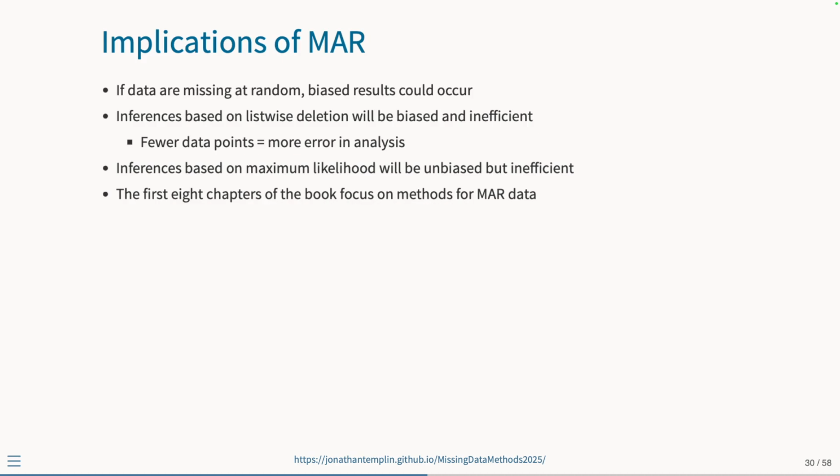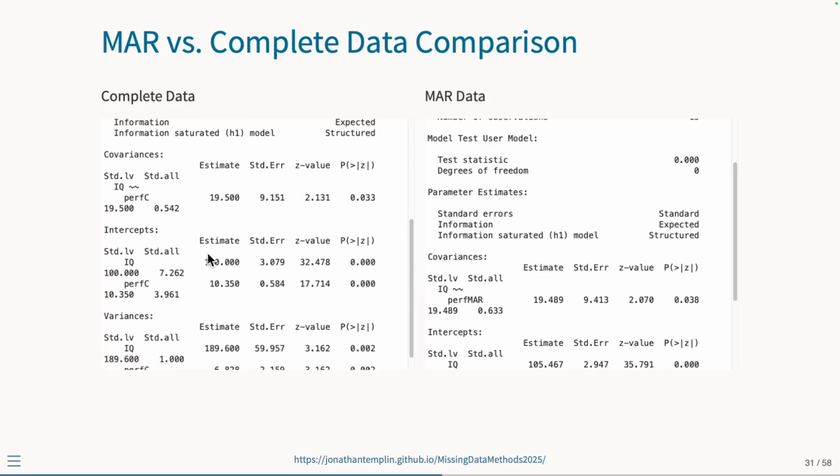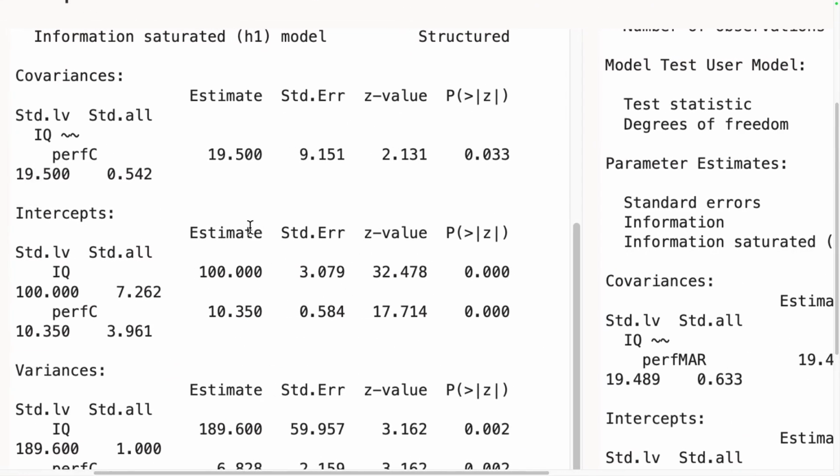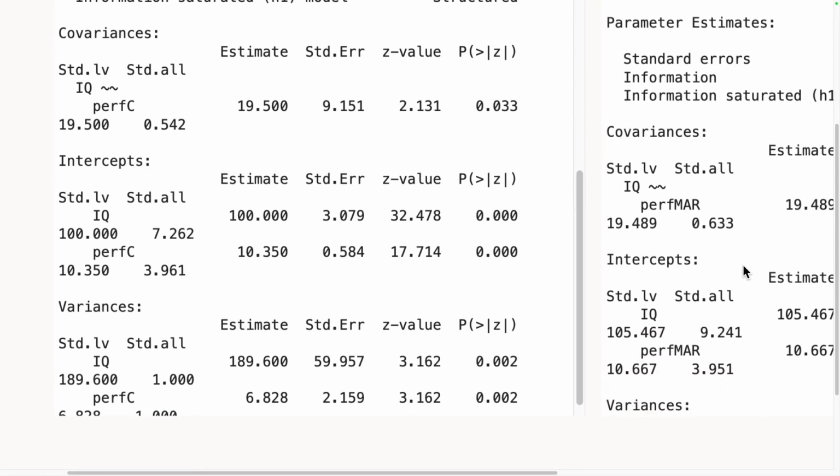Okay, moving on. So yeah, the bulk of the book is on these topics. We'll go forward. Let's take a look at the comparison of results. Sorry for the font size. Let me make this a little bit different.